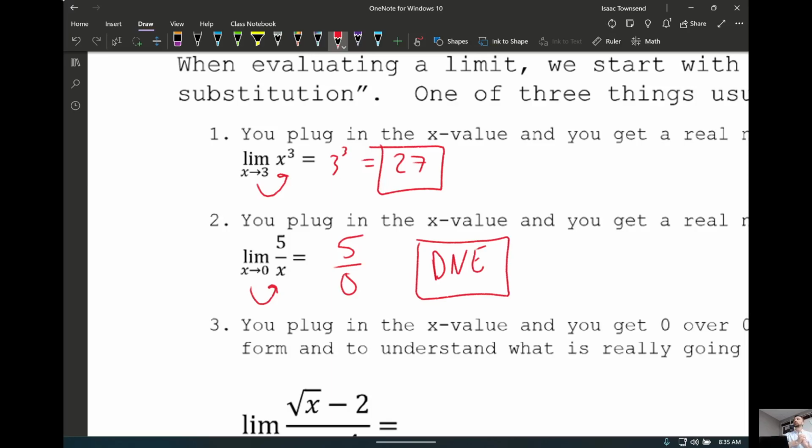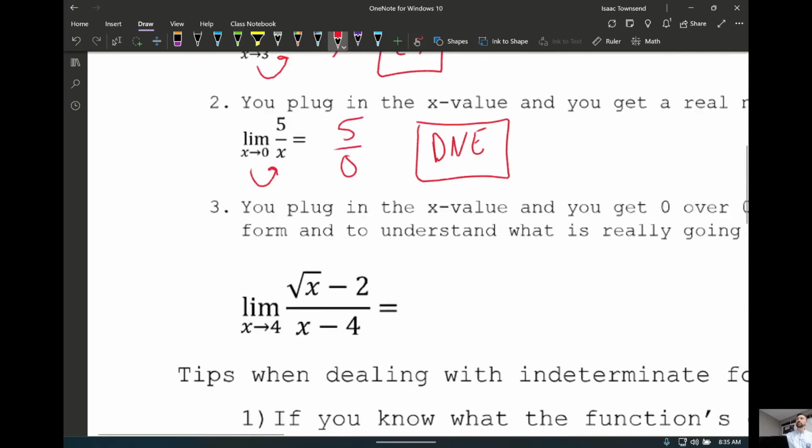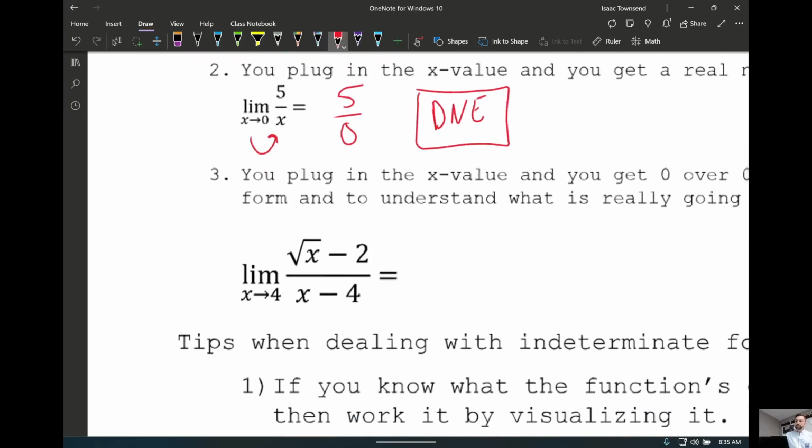That's still direct substitution, still your first step. You still hope to get a real number because you get to be done. If you have some number other than 0 divided by 0, 5 over 0 is not indeterminate form, so you can be done there as well. But when you try direct substitution on something like this, if you end up with 0 over 0, this is the one that's problematic. Indeterminate form takes more work.